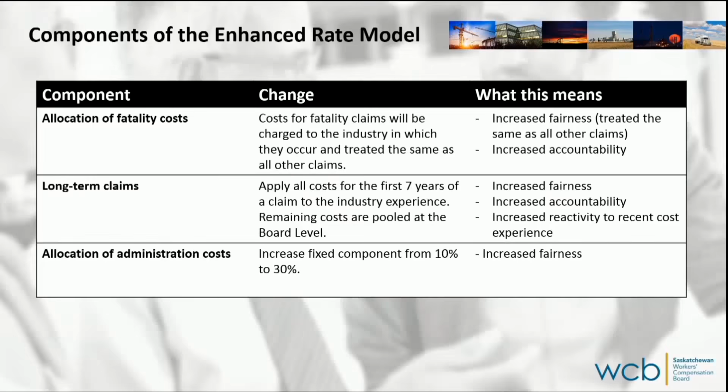Fourth component is the allocation of fatality costs. Under the old model, the costs of fatalities were allocated equally to all industries based on a 10-year average. The change is that all costs arising from fatalities will be charged to your rate code in which they occur. And we're treating them like every other claim. So if fatality-related costs hit $152,000, 3 times maximum, the industry is going to be accountable for that first portion. All other costs will then be pooled amongst all employers and then reallocated based on costs.